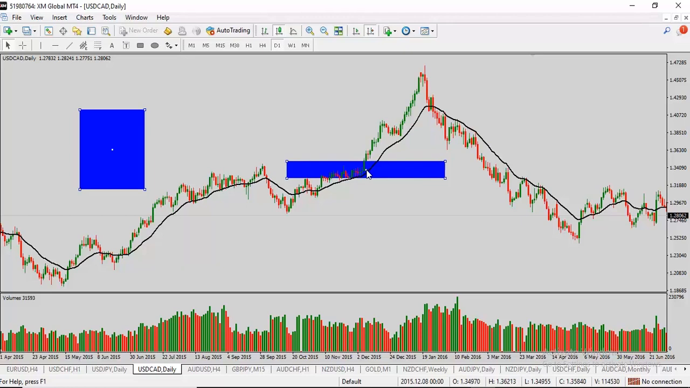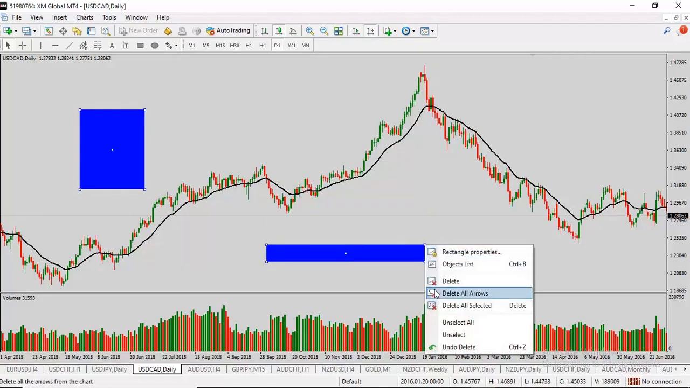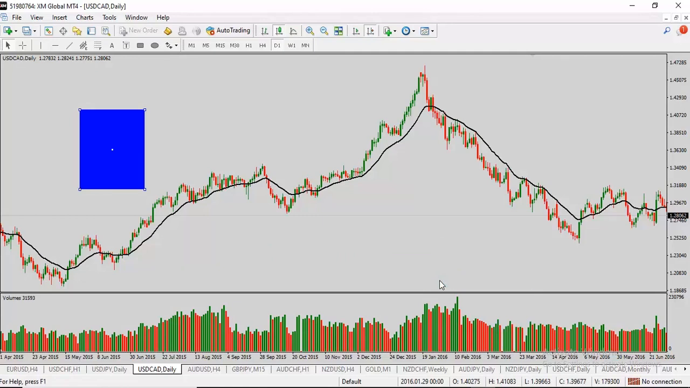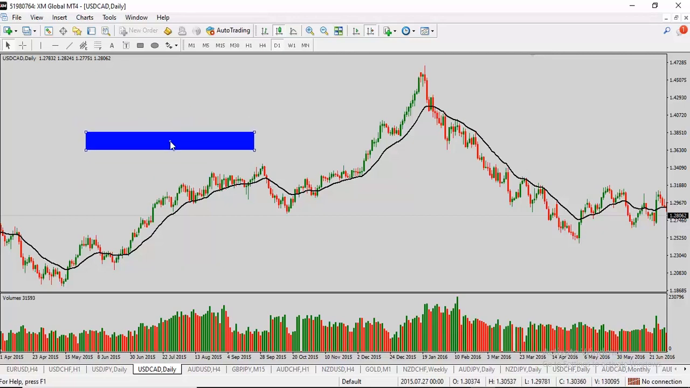Now, the last one we want to talk about is the market structure level. Now, we talked about the market structure level in our last video. You can check the link below to watch the video on the market structure level. Now, the market structure level will be represented by what?